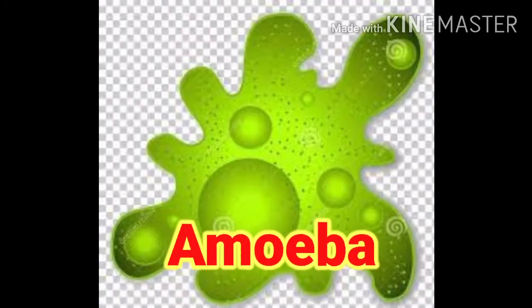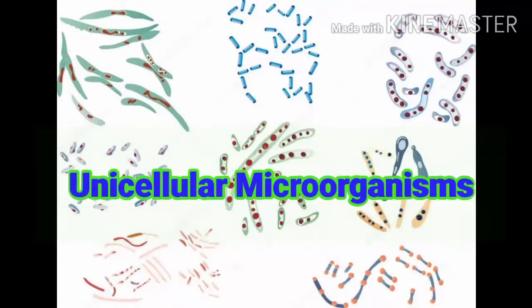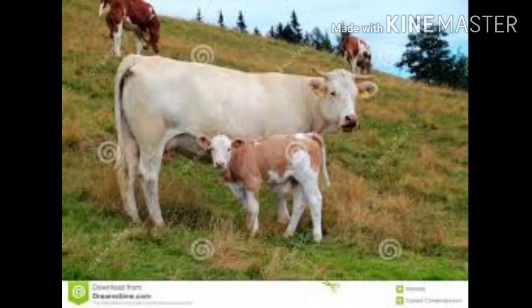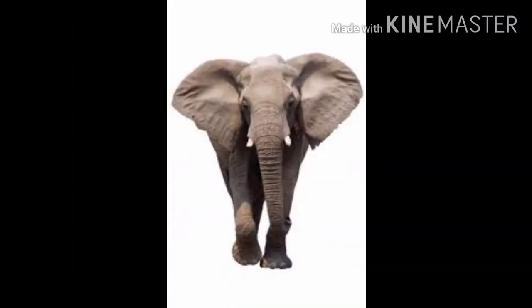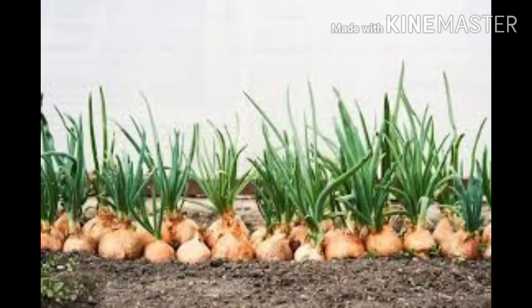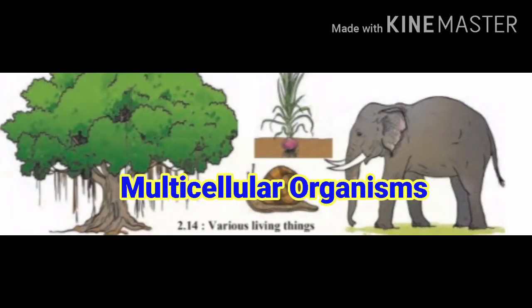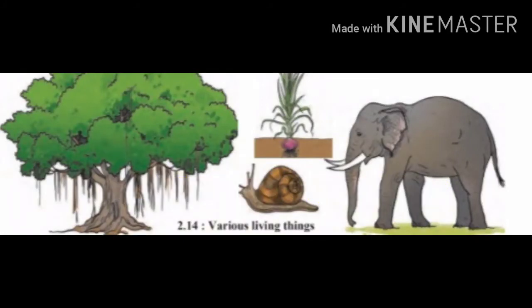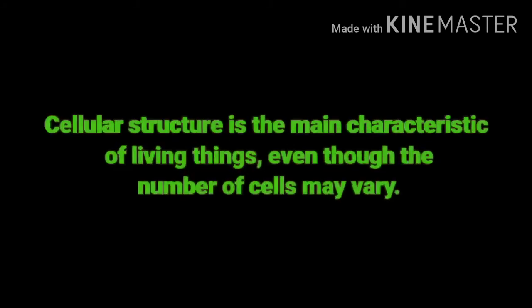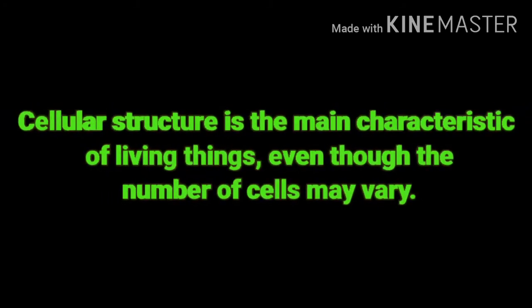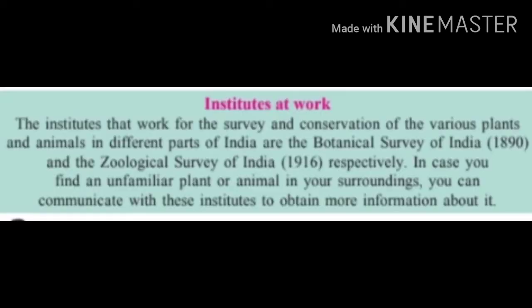The amoeba and some other microorganisms are unicellular, while man, cow, mouse, cockroach, elephant, banyan tree, the onion plant, etc. are all multicellular organisms. All the characteristics of living things are seen in every cell of a living thing, whether it is unicellular or multicellular. Cellular structure is the main characteristic of living things, even though the number of cells may vary.